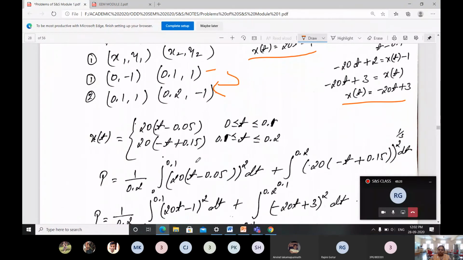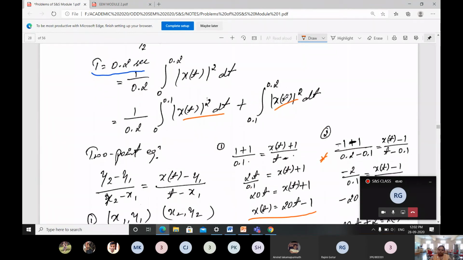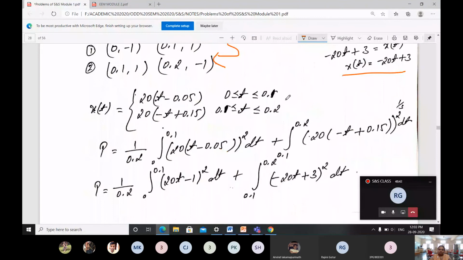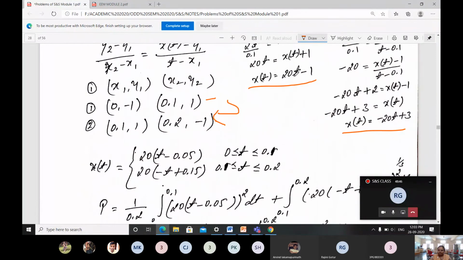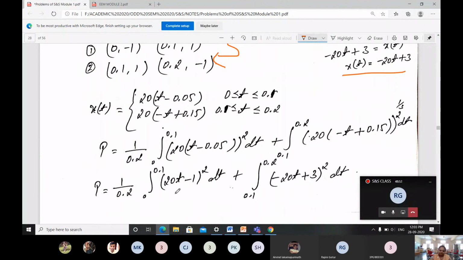Next, just substitute here the x of t values for each, 0 to 0.1 and 0.1 to 0.2. My suggestion: no need to write taking 20 outside. Directly write 20t minus 1 and minus 20t plus 3. That will be enough. Here I wrote directly. It will be simple for the calculation part.